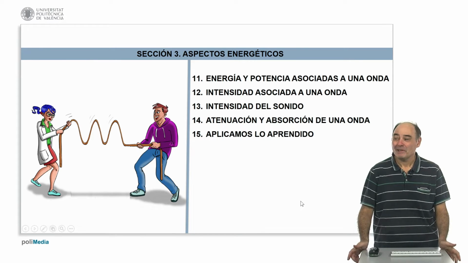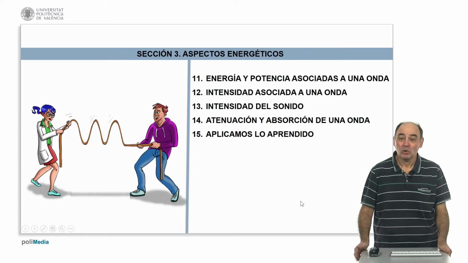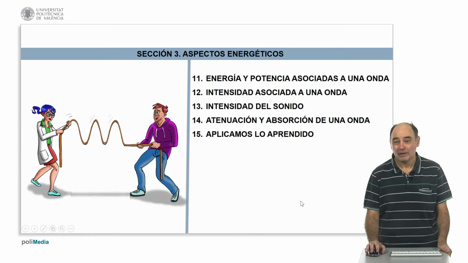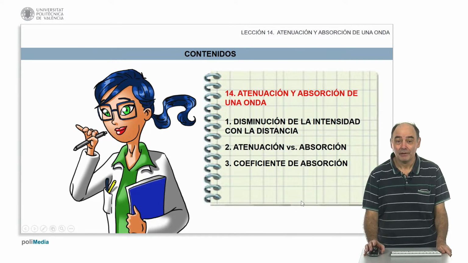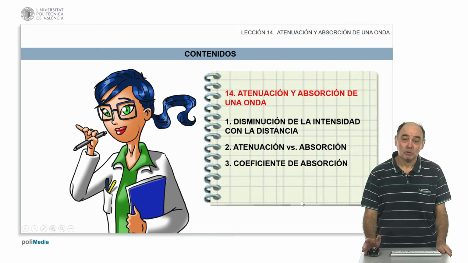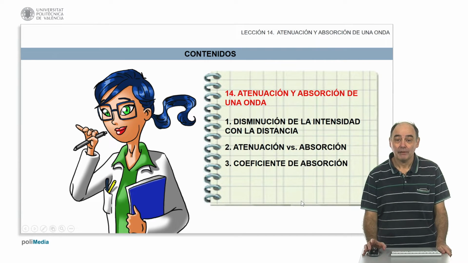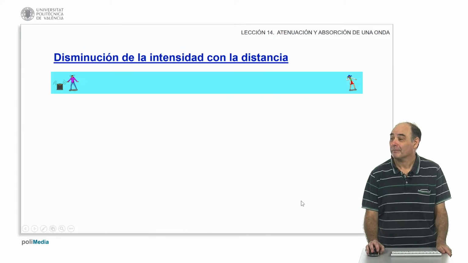Hello, today we are going to explain the 14th lesson of the course, the 4th of section 3, entitled Attenuation and Absorption of a Wave, in which we are going to present the following sections. How intensity decreases with distance, what is attenuation, what is absorption, and compare them, and how absorption is characterized by a parameter called the absorption coefficient.